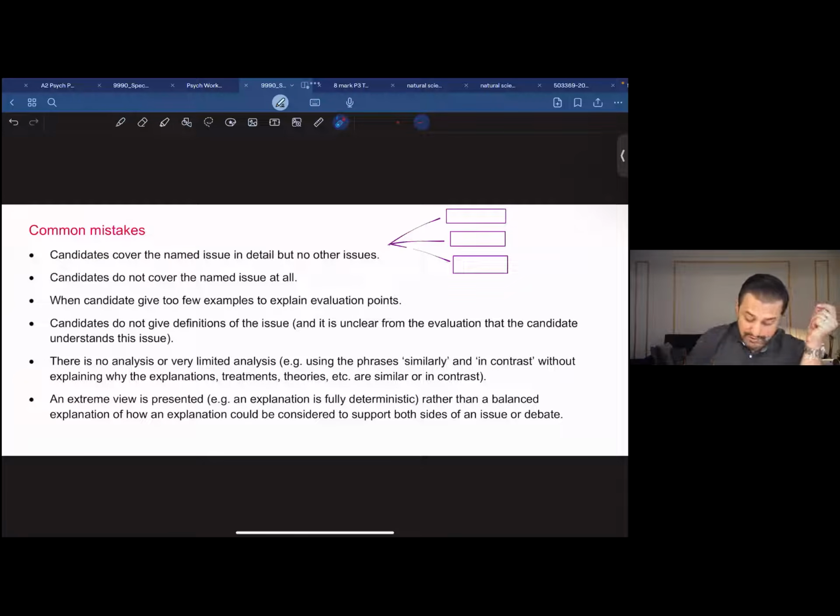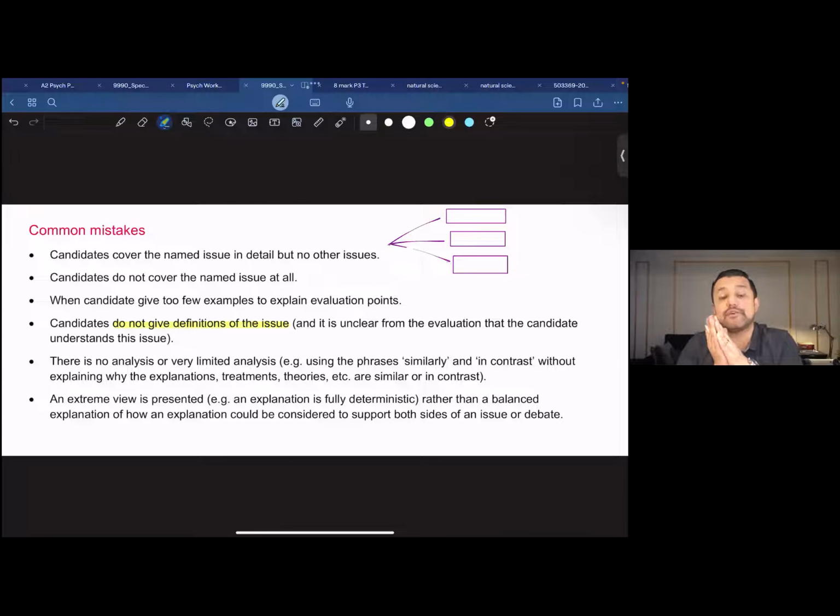Number three, when candidates give too few examples to explain evaluative points. When you're explaining a particular evaluative point, remember, use examples. When you're using examples, your examples help the examiner to understand that you know what you're talking about, right? Number three. Number four, candidates do not give definitions of the issue.